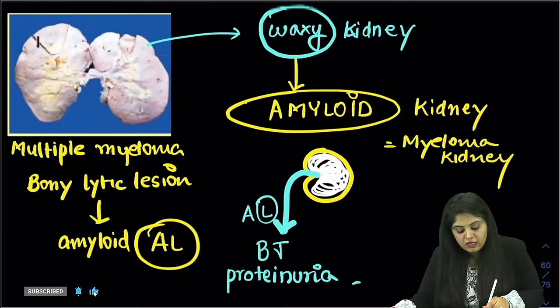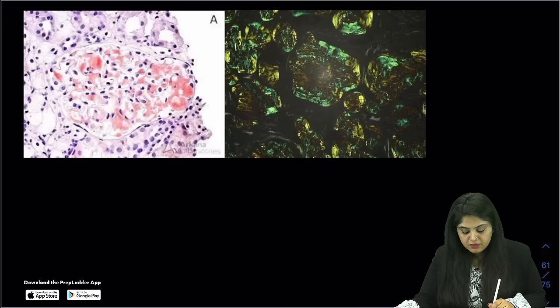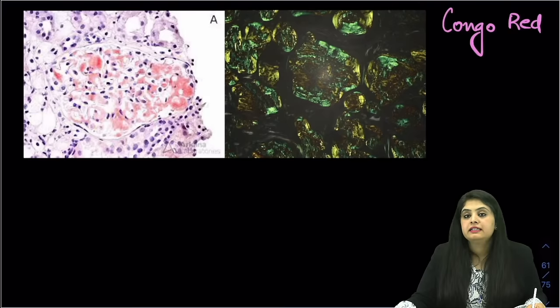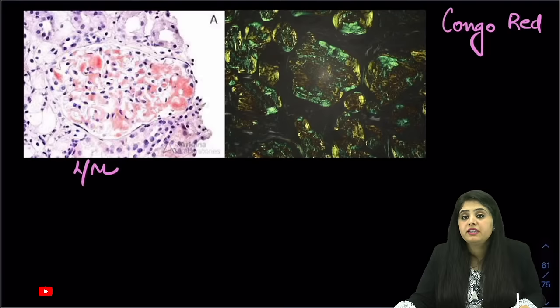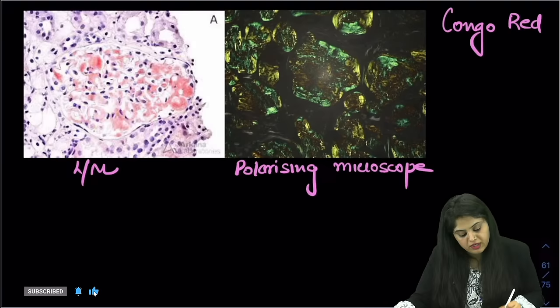Now two photos are left. One photo we have done, anything waxy is going to be amyloid. Now comes the microscopic picture and your favorite stain. Which stain? Congo red stain. Now remember, Congo red, I can look at it under a light microscope, or which other microscope guys? Polarizing microscope. Polarizing microscope is also what I can look at it under.